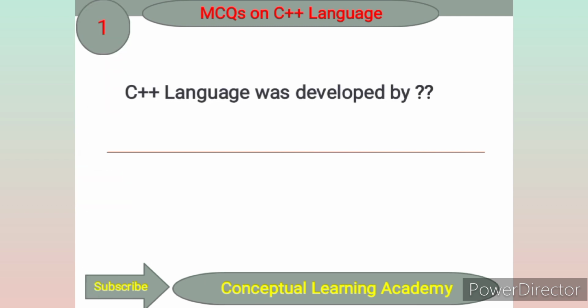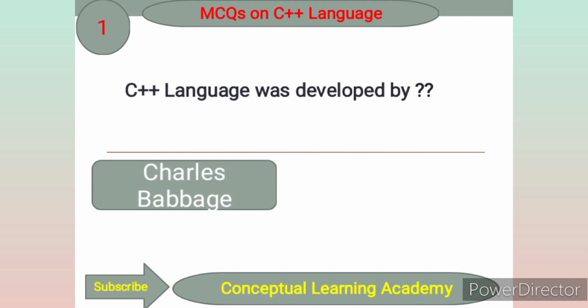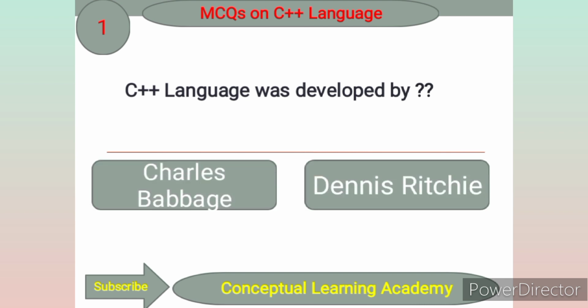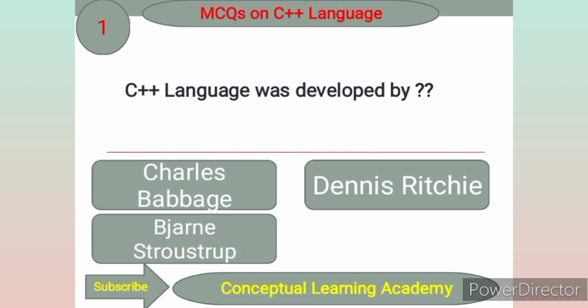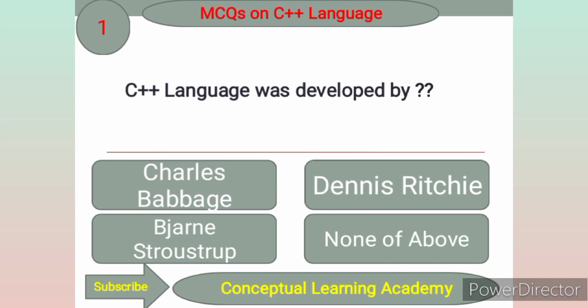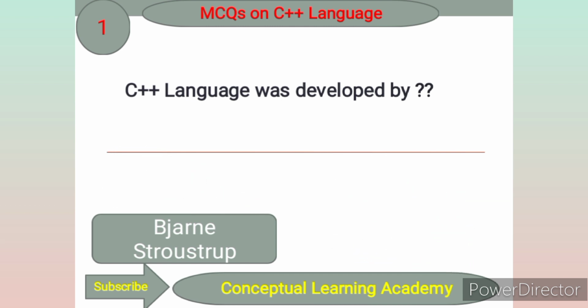Question number 1. C++ language was developed by option 1 Charles Babbage, option 2 Dennis Ritchie, option 3 Bjarne Stroustrup, option 4 none of the above. The correct answer is Bjarne Stroustrup.